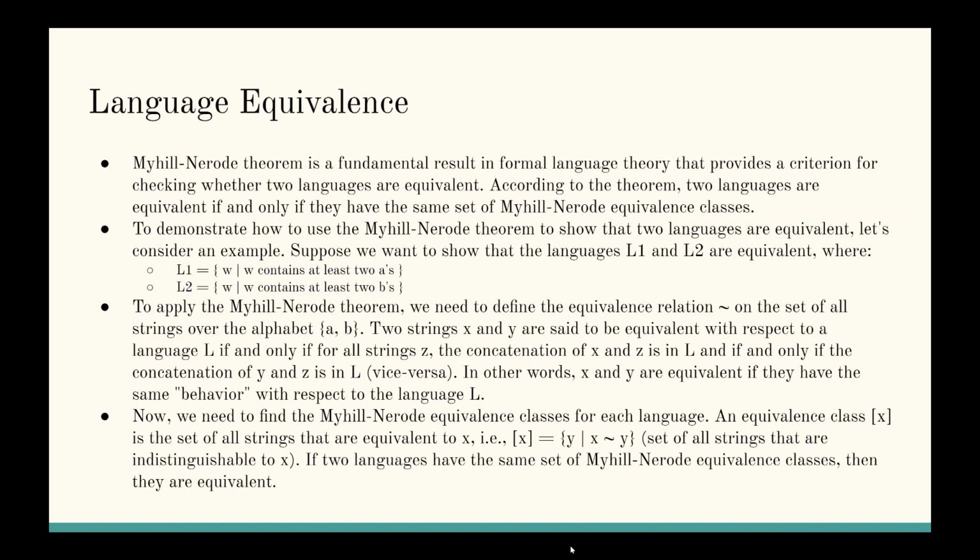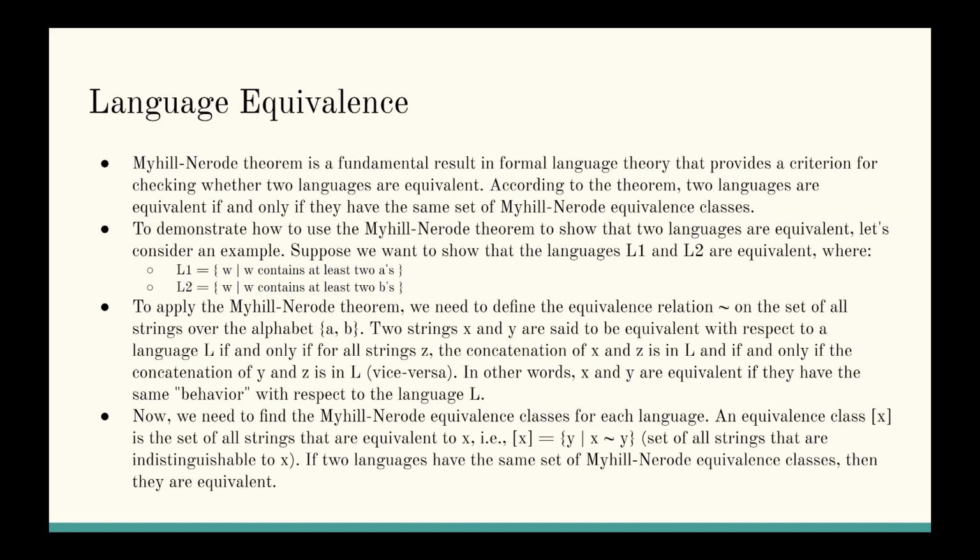So now we'll take a look at language equivalence. The Myhill-Nerode theorem is a fundamental result in formal language theory. According to the theorem, two languages are equivalent if and only if they have the same set of equivalence classes. Let's take a look at an example where language L1 contains at least 2 A's, and language L2 consists of at least 2 B's.